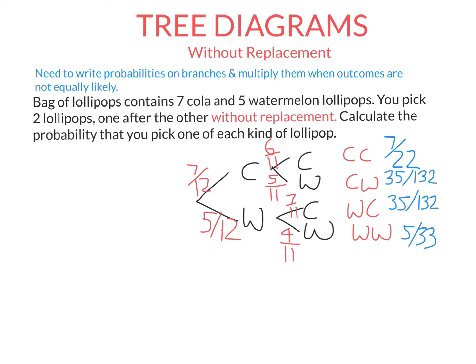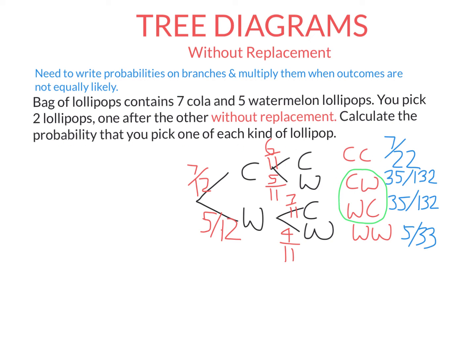So these four probabilities should add up to 1, and you can see the probability of each of these is not 1 over 4 because they are not equally likely. So the probability that you pick one kind of each lollipop, you can either get cola then watermelon or watermelon then cola. I can get either of these two events. So remember, you multiply the branches to find the probability of each of the outcomes. Then what you do is find which outcomes satisfy the question.